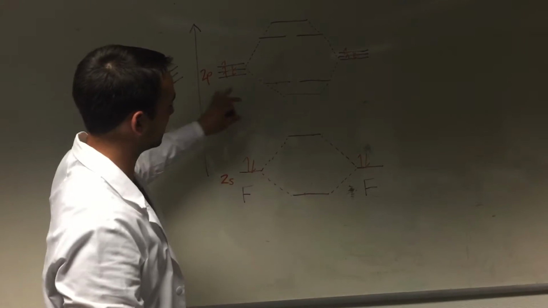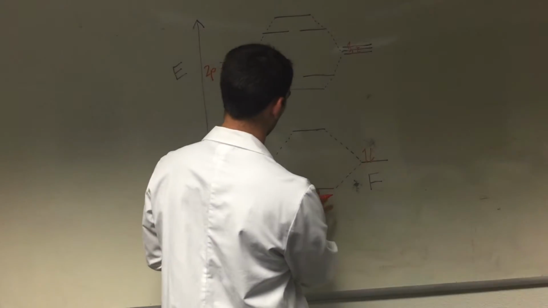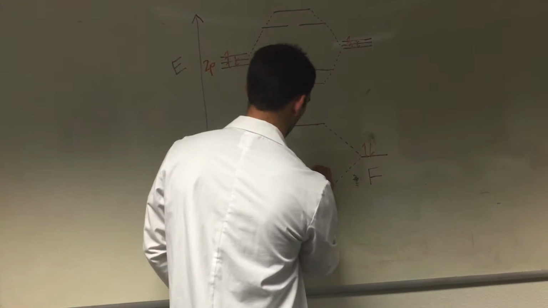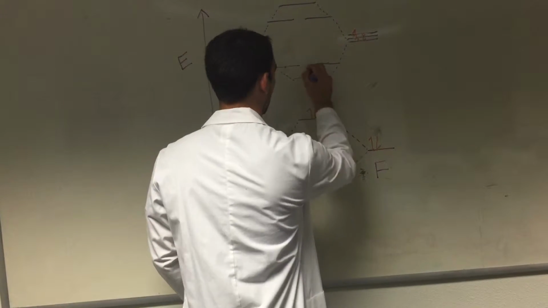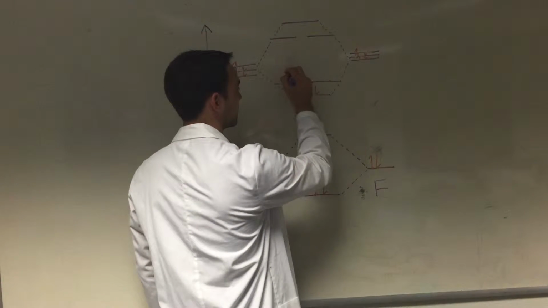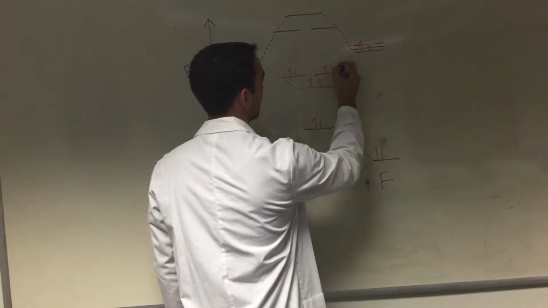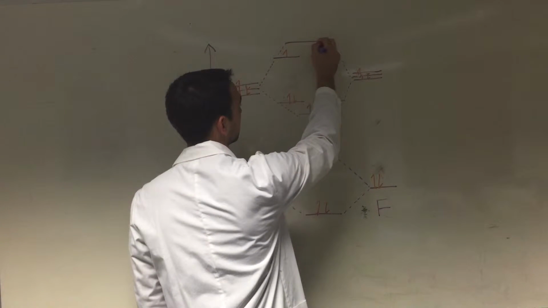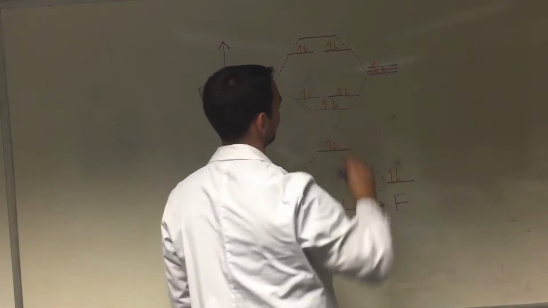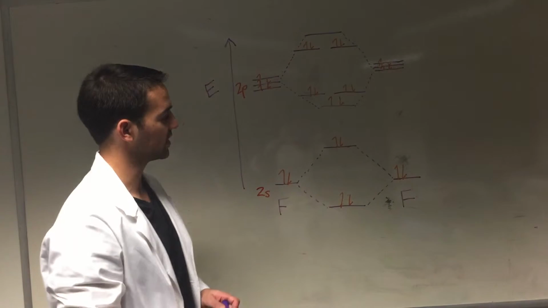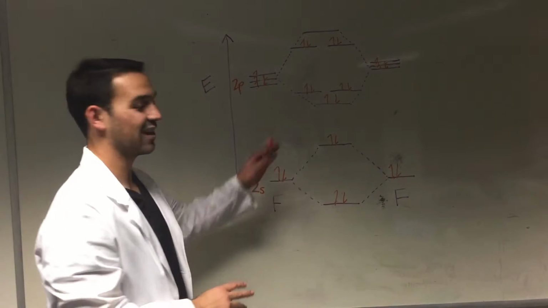Alright, so now that we have them in here, let's go ahead and fill in our hybrid orbitals. We'll start at the lowest energy level and work our way up. So we have 1, 2, 3, 4, 5, 6, 7, 8, 9, 10, 11, 12, 13, 14. And there are all 14 of the electrons represented. Alright, so now, this doesn't really tell us a whole lot yet.